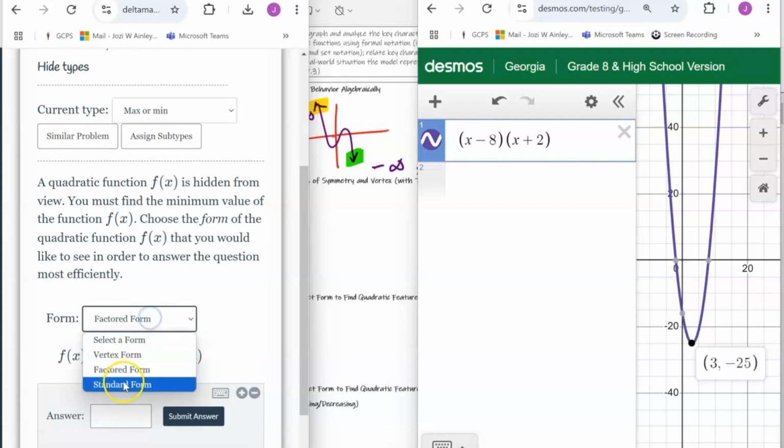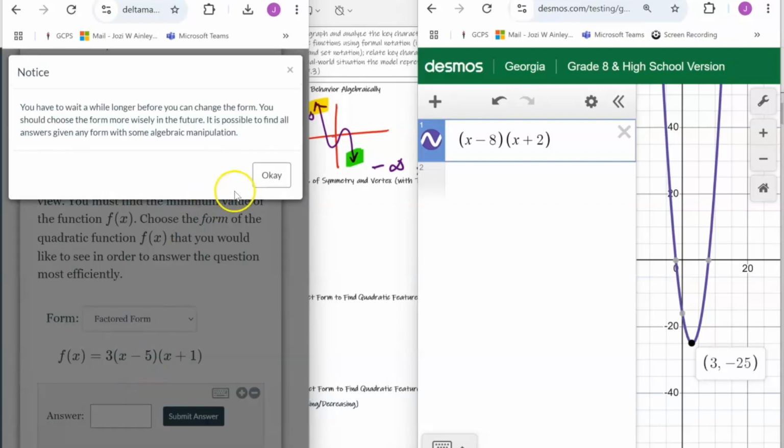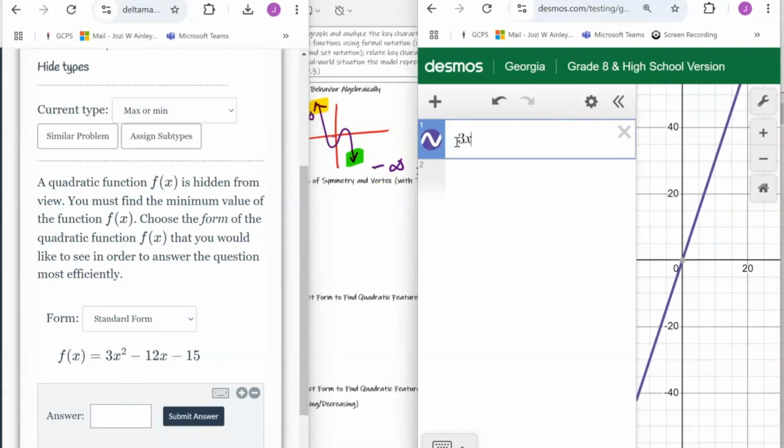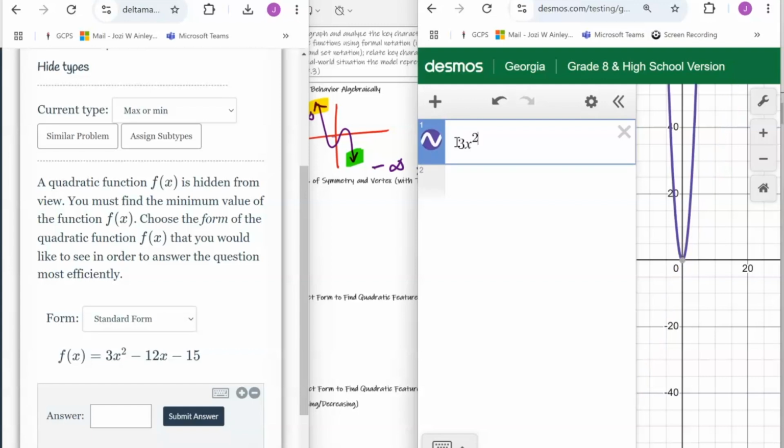So since I already did factored form, let's do standard. Okay, I have to wait, so let's wait. You know that vertex form, you can pull the vertex, but I want to do a different form. So that's why I'm choosing standard. But again, you can choose any form that you like. All you have to do is just copy the question in. So at this point, whether you know how to pull it or not, it doesn't matter, because I'm also going to show you how to do it in the calculator.